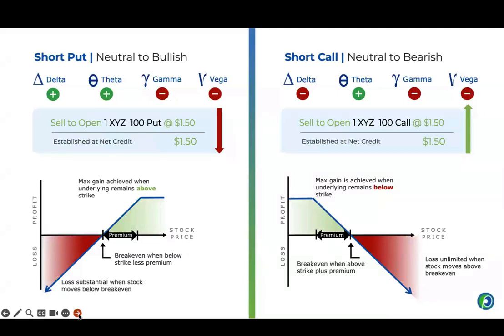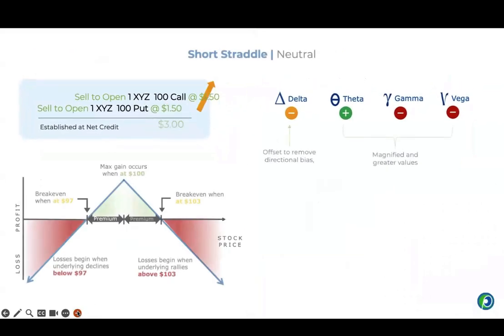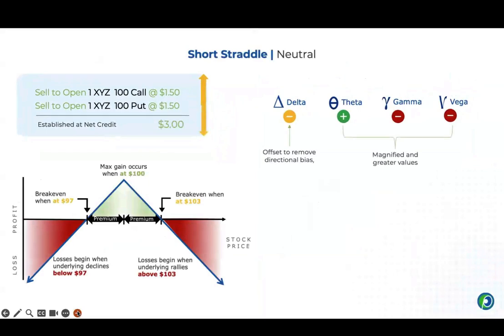whatsoever. Because if the XYZ goes higher, that can make the short call unprofitable, but the put will be profitable. Or if it goes lower, then the short put will start being unprofitable, but the short call will be profitable. So this is a very true, you want something to stay exactly where it is type of strategy when we do a short straddle.